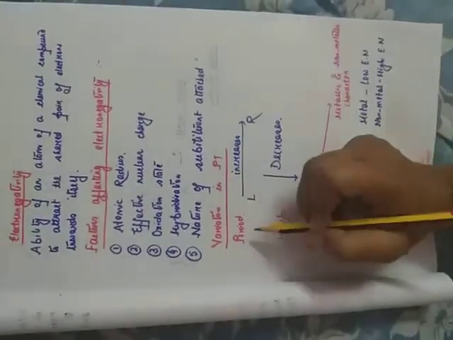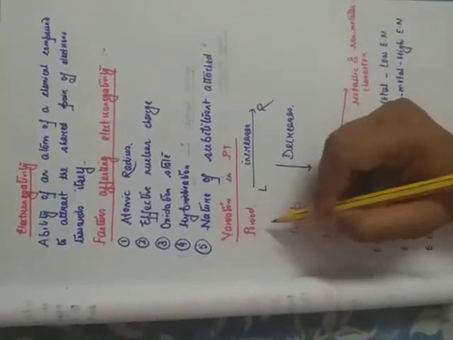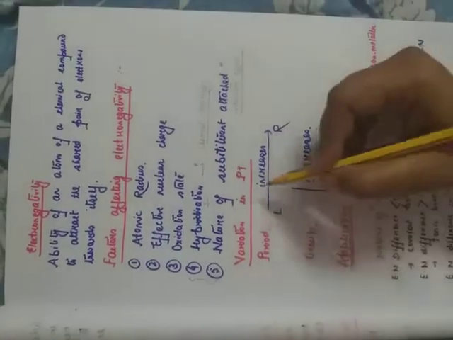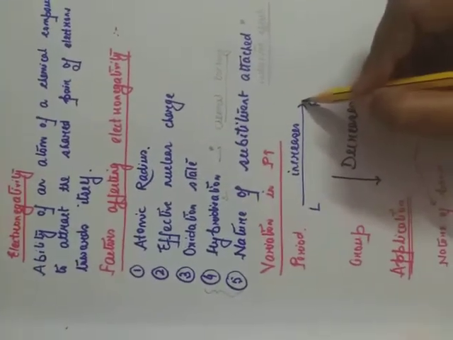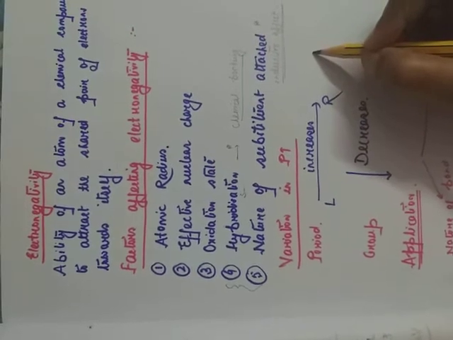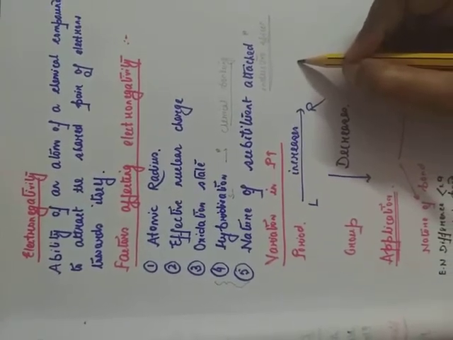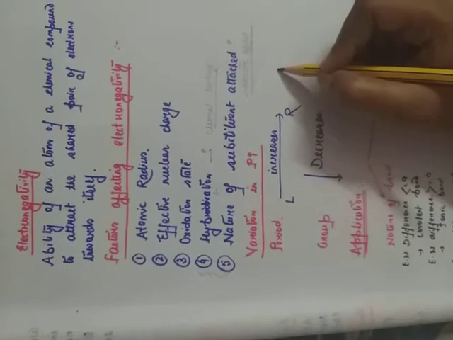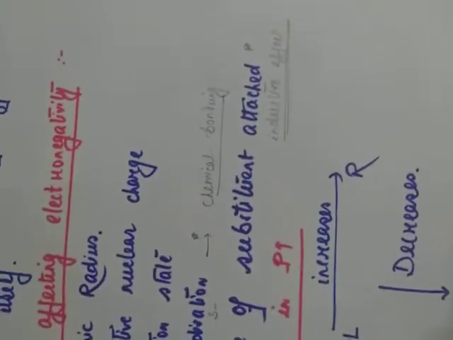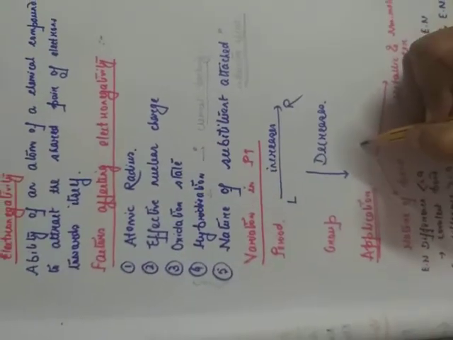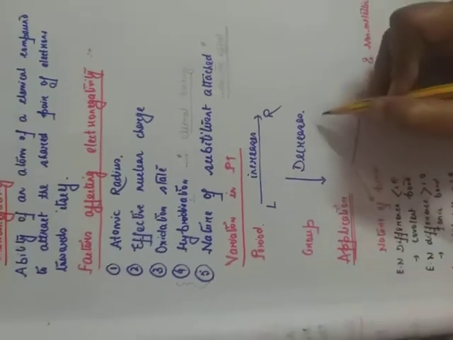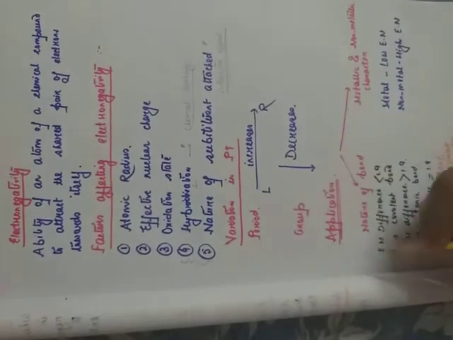Variation in the periodic table. Across the period, on moving from left to right, the effective nuclear charge increases and the size also decreases. So the value of electronegativity increases due to increase in attraction between the outer or valence electron and the nucleus. On moving down in a group, as the atomic size increases, the force of attraction between the valence electron and the nucleus decreases. So the electronegativity also decreases.